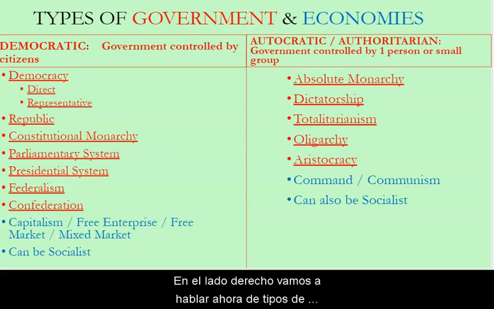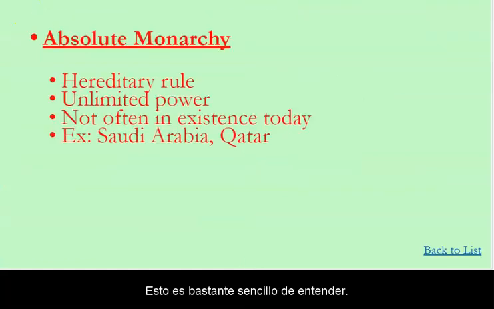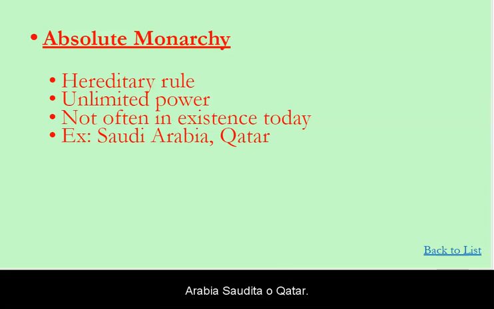On the right-hand side, we're going to talk now about autocratic or authoritarian types of government. Let's start with absolute monarchy. So this is pretty simple to understand. This is where a king or a queen has total power regardless of any other laws, that they have the final say. Usually they inherit this. That's hereditary rule. So when the king has a son, then the son becomes the king. That often doesn't happen in our world today because we like democracy. People like to have a voice in their government, but an example of this today is in Saudi Arabia or Qatar.